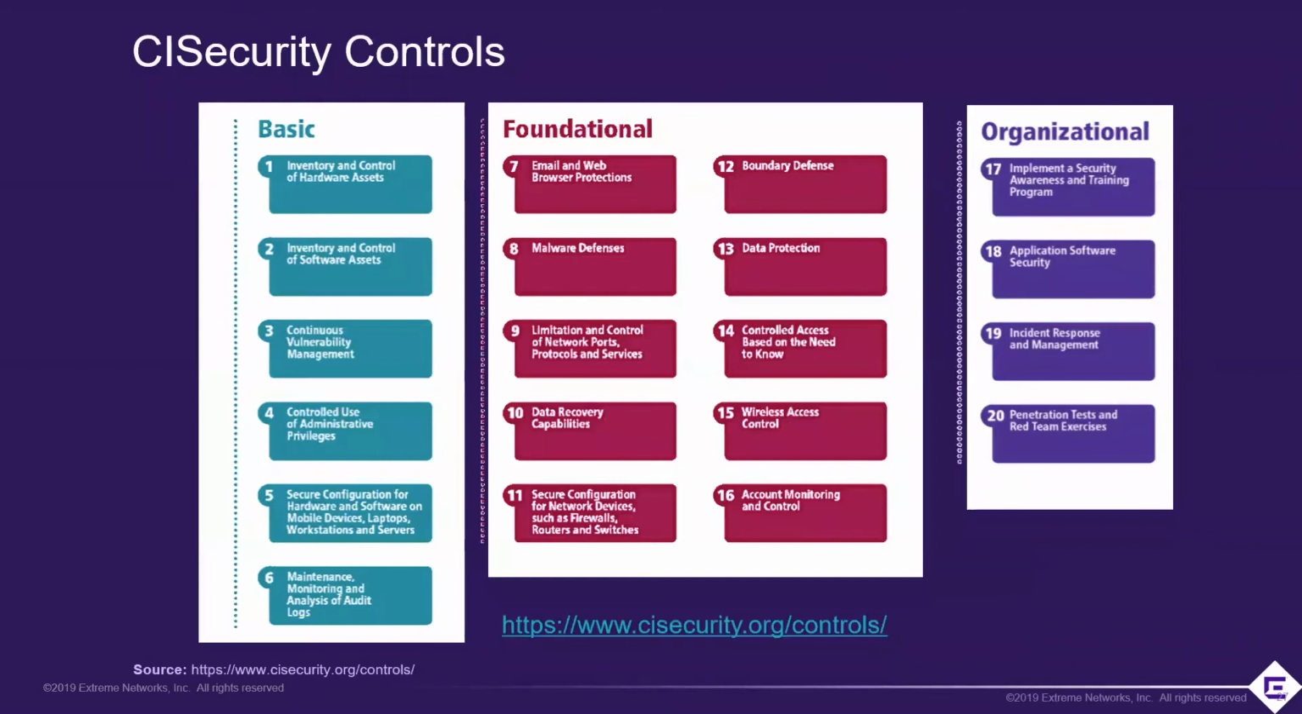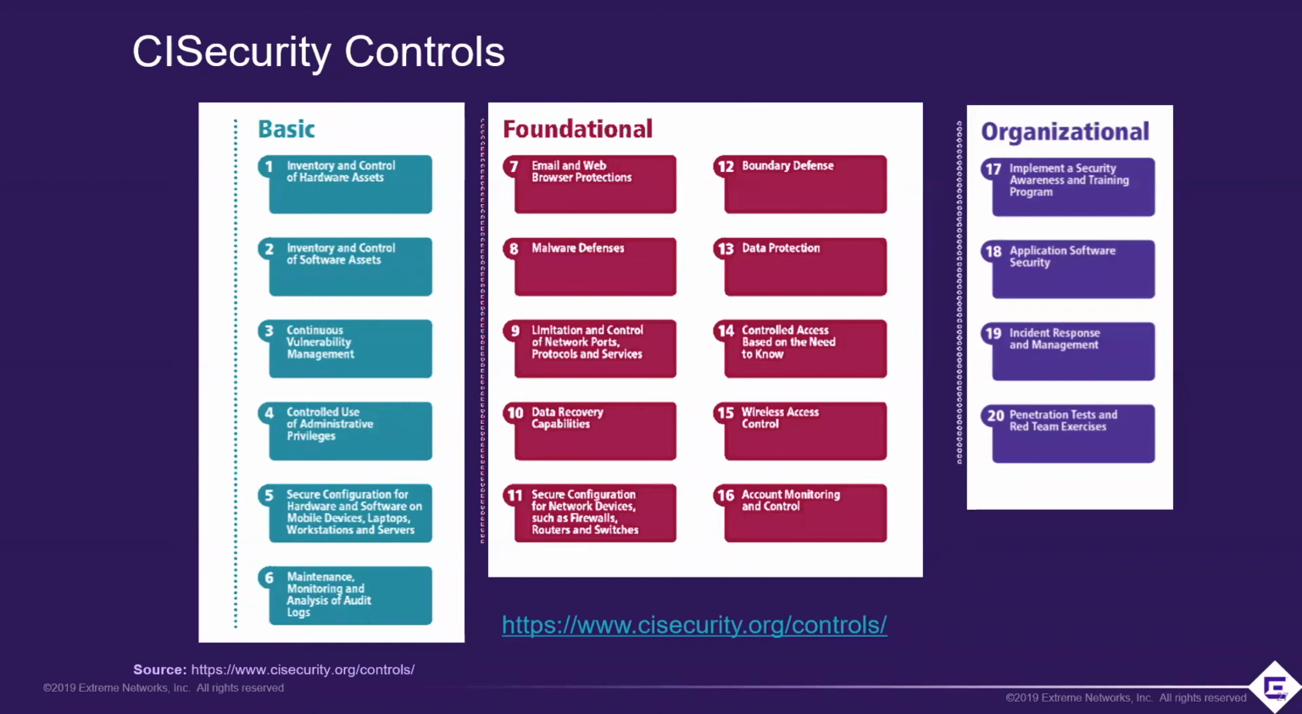Now, I want to step away from Extreme for a second and talk about some open system resources that are available. First of all, CI security, critical information security controls. As you can see, this is a grouping of security practices. And within each group, there are best practices in the areas of wireless access control, account monitoring and control, the limited control of network ports, protocols, and services.